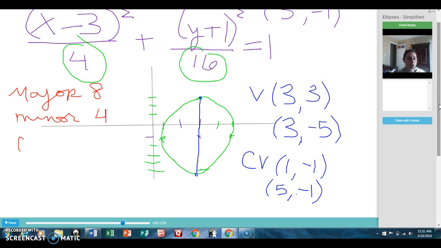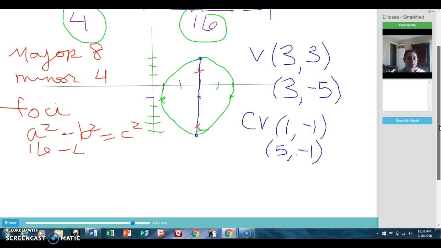And the last thing that we have to worry about are the foci for an ellipse. The foci go somewhere inside the ellipse along the major axis, and they're calculated using the equation a squared minus b squared equals c squared. The c is the distance from the center to the foci. So let's see, I've got 16 take away 4. That's going to be 12. So c is the square root of 12, or 2 root 3.